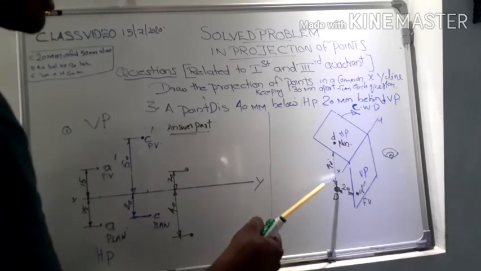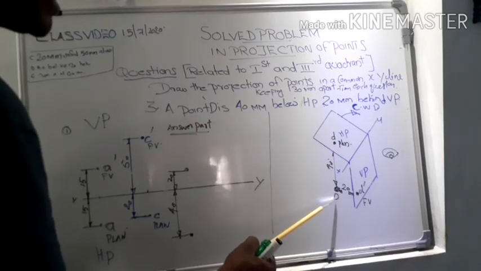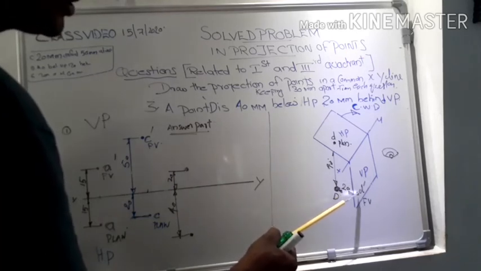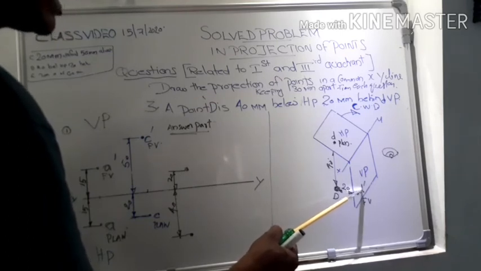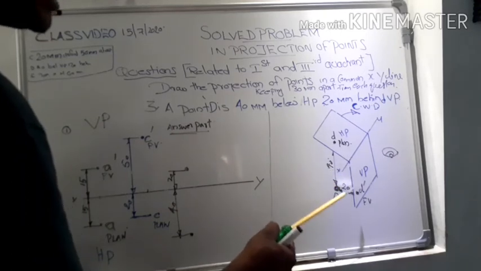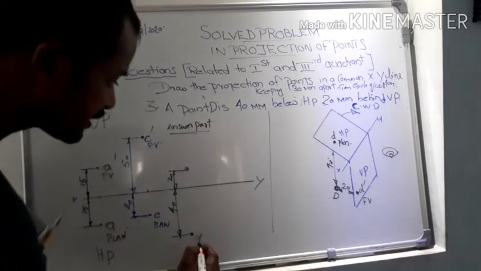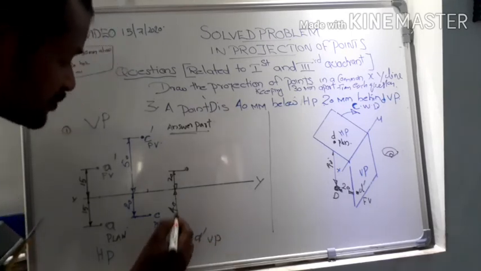By keeping the 40 mm distance from HP, we have to project its image on its reference plane, that means on its vertical plane. Now, by keeping this 40 mm, put a point here and mark it with the letter D dash. What is the distance of that point from the XY line? That is 40 mm. Now, we have to mark that point in a common XY line. That is, this point is D dash. That D dash is projected on VP, keeping the distance 40 mm.